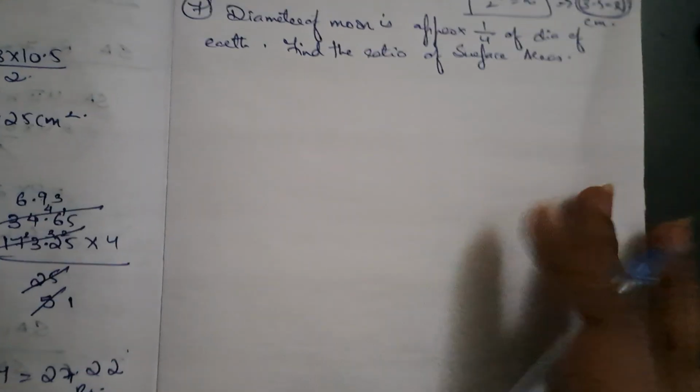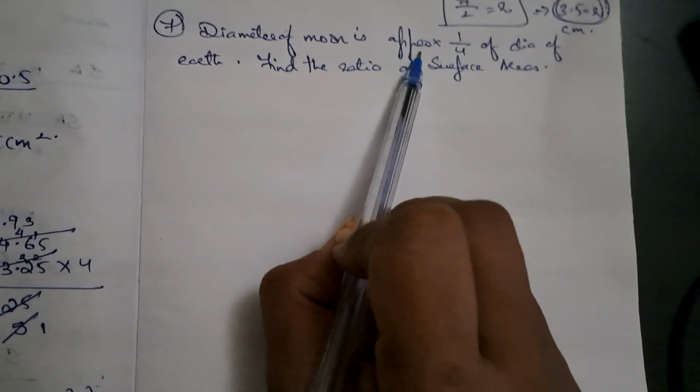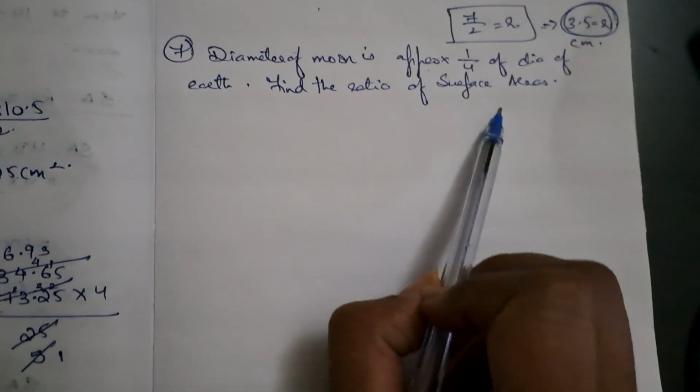Going ahead with the next question, it says the diameter of the moon is approximately 1/4 of the diameter of the earth. Find the ratio of their surface areas.